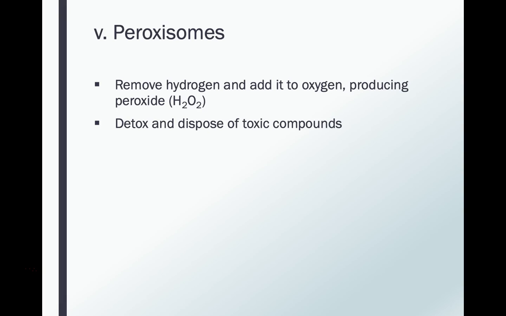Last, we have peroxisomes. These are real small organelles. They are used to break down and dispose of toxic compounds. They do that by producing hydrogen peroxide.